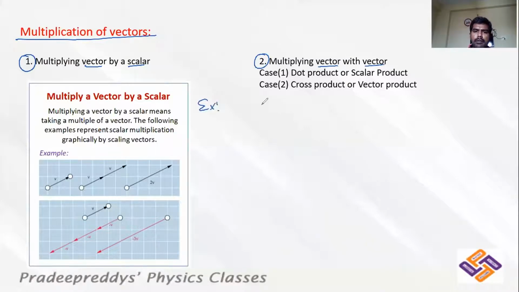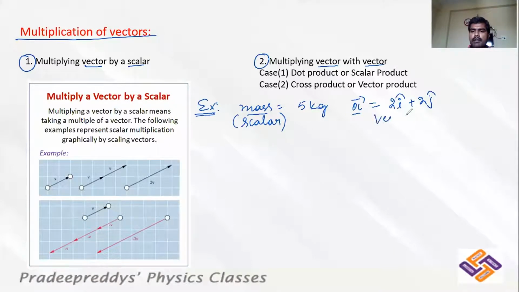For example, you have mass. Mass is equal to 5 kg. And we have acceleration a bar, which is equal to 2i cap plus 2j cap. A bar is acceleration, mass is 5 kg. Mass is a scalar, and acceleration is a vector quantity. Now, when you want to multiply these two, like you are multiplying a scalar with a vector, you will be getting force.